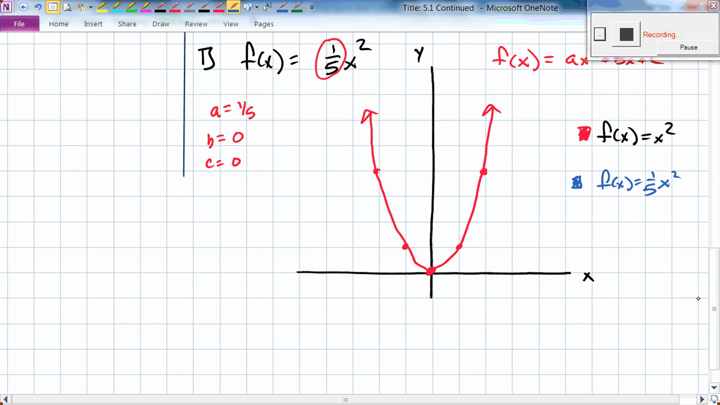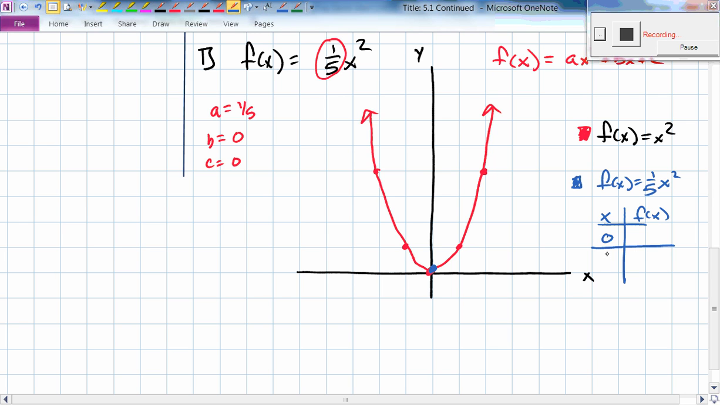And the way that we're going to take a look at this is we're going to make a table. So I'm going to use f, and I'm going to go f of x, and this is going to be my blue graph. If I plug in 0, what do I get out of my f of x function if I plug it into the blue one, the 1/5 x squared? What do I get? I get 0. So that point is still on the curve. All right, so 0, 0 is still there.